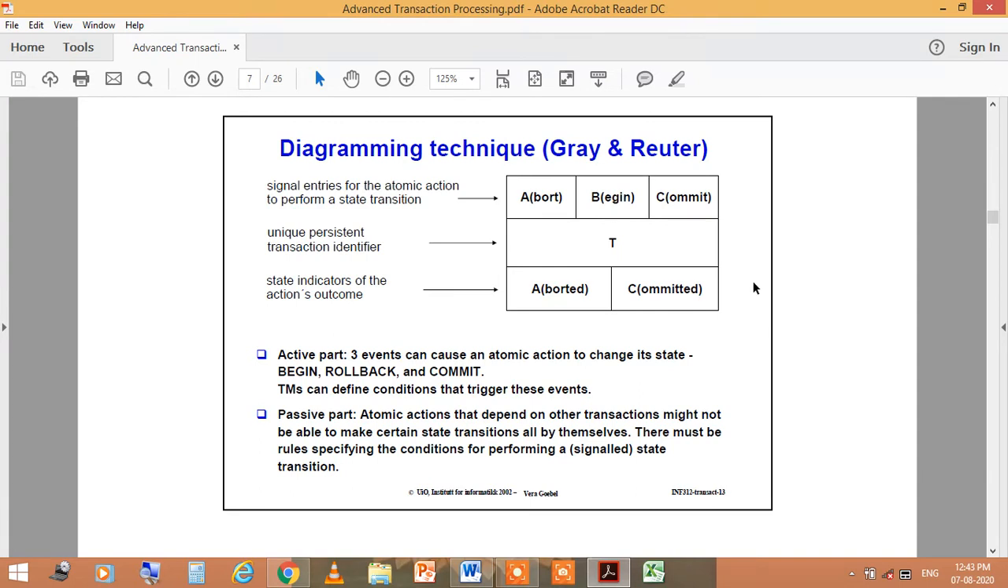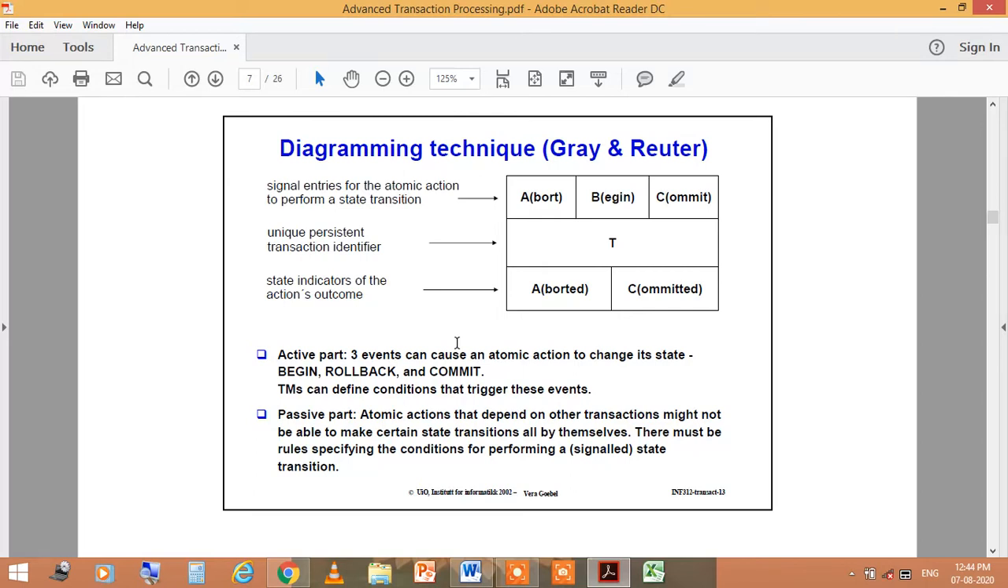So in the transaction area, there is a unique persistent transaction identifier, so that you can identify where and how your transaction process is going on. You see the state indicators of the action's outcome, meaning your action should be either aborted or committed. If aborted, then go to the start and start the process again. If it is committed, that means your process is completed.